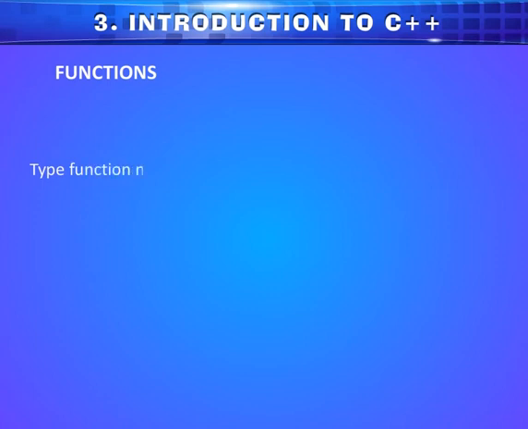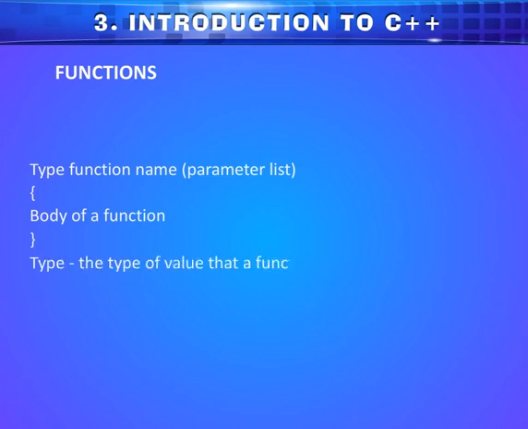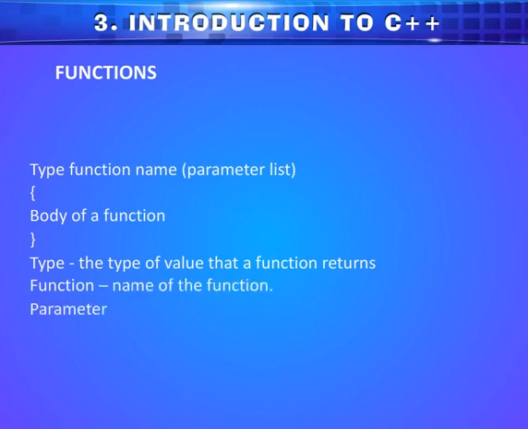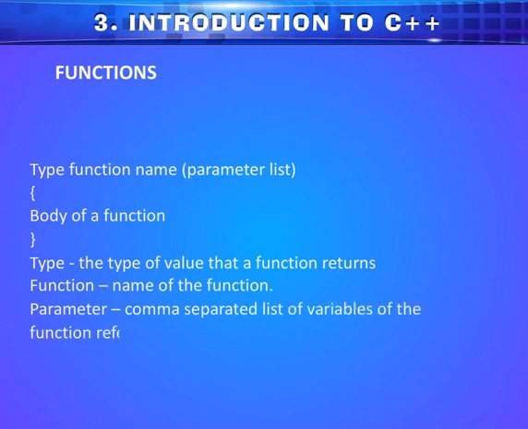Type function name, in brackets parameter list, opening brace, body of the function, and then closing brace. Type: the type of value that a function returns. Function: it is the name of the function. Parameter: comma separated list of variables of the function, referred to as its arguments.